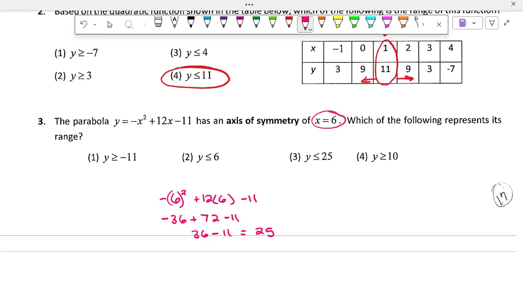Now, would this be a max or a min? So would the 25 be your maximum value or your minimum value? Maximum. Why? A is negative. So obviously the only one listed is 25, but it had to be less than or equal to because it's a max. All right, any questions on any of this?